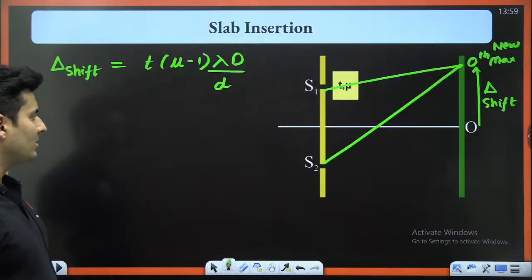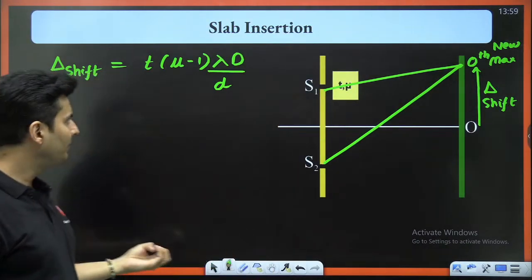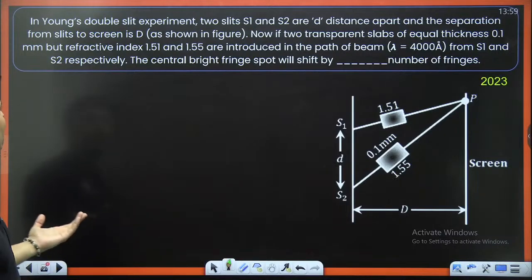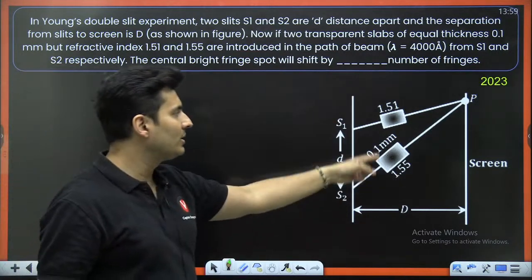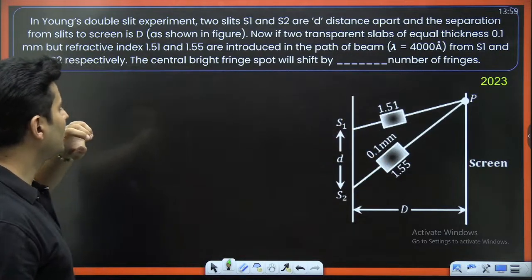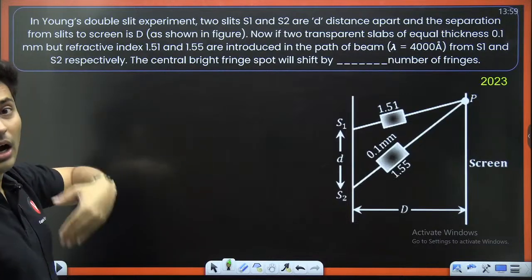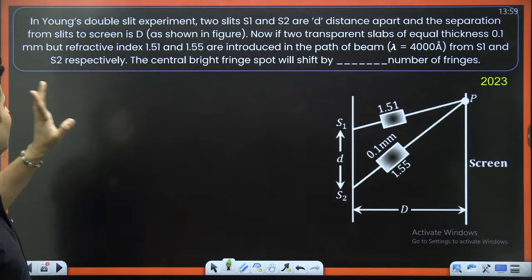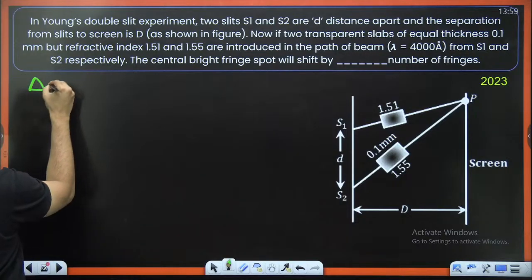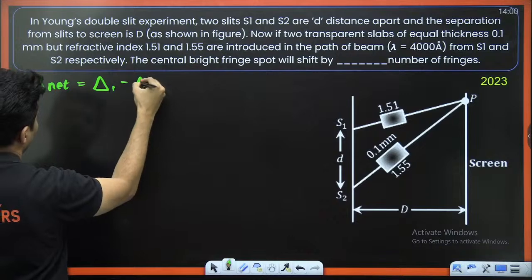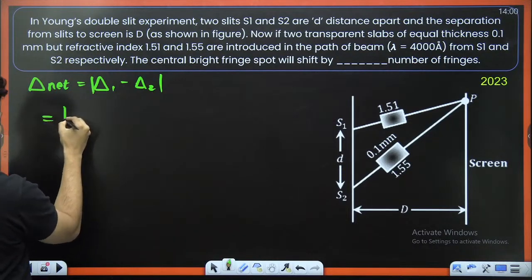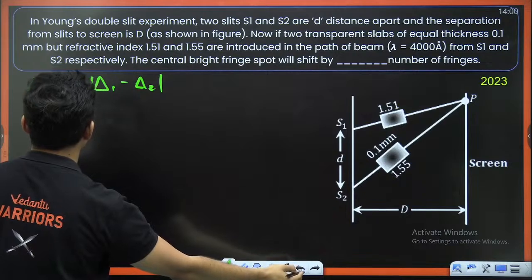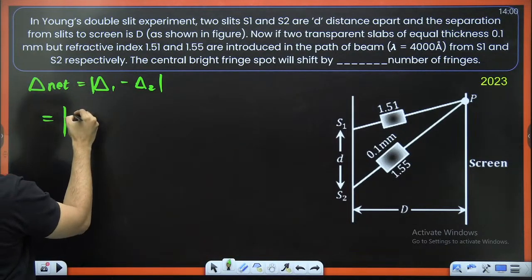So when slabs are present in front of both the slits, this is the net shift formula. There are straight away questions on this, like this one asked in 2023, I believe. Now you can see there are two slabs of two different refractive indices, and the question is: the central maxima will shift by how many fringes? First of all, because there are two slabs, there will be a net shift, which is modulus of delta 1 minus delta 2. Delta 1 and delta 2 are thickness into mu minus 1. Mu is different. Thickness is the same, 0.1 millimeters.